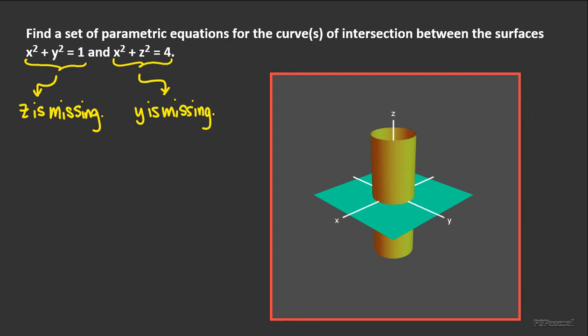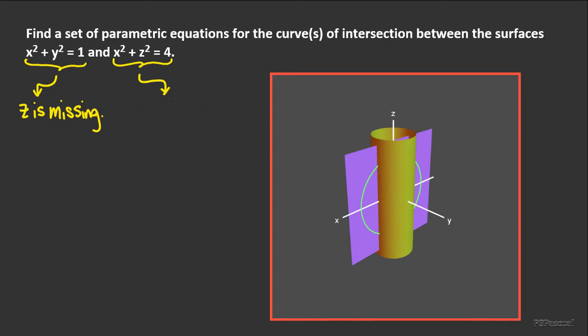For the second surface, the y variable is missing. We sketch the graph of x squared plus z squared equals 4 on the xz plane, and we obtain another circle. This time the radius is 2 on the xz plane.